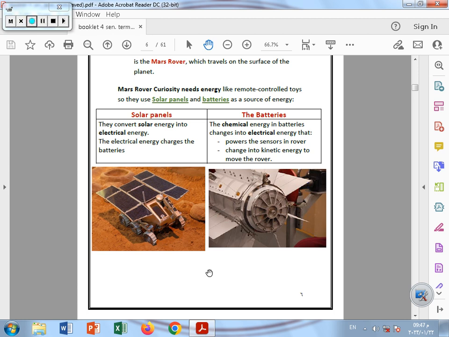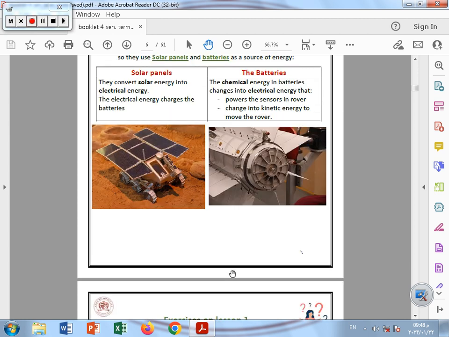The solar panels on the Mars rover collect the sunlight and change it into electrical energy. This electrical energy charges the batteries, and the batteries provide all that the rover needs. They give it electric energy to move, changing it into kinetic energy, and in the same way they power the sensors in the rover so it can detect sounds and take pictures of the surroundings of the Mars rover. Okay, that's all for this lesson. Let's move to the questions.